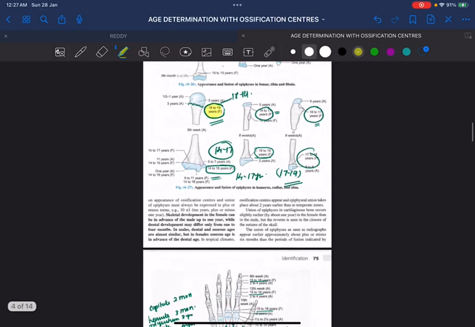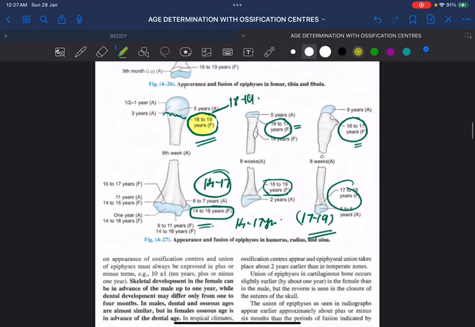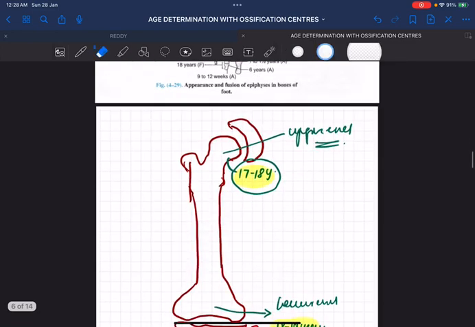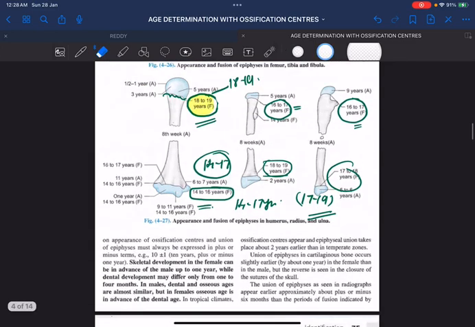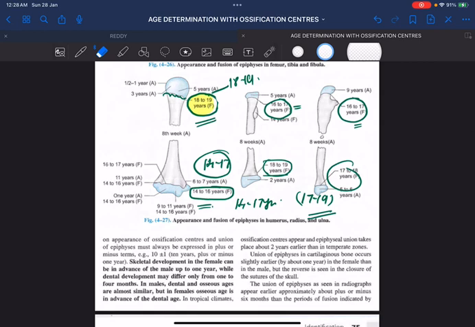Coming to the humerus, radius and ulna. Upper end of the humerus is 18 to 19 years. Now I am asking you, what is the age group of fusion of the upper end of the femur? It is 17 to 18 years. Then upper end of the humerus is 18 to 19 years. So what is the age group for the lower end of the humerus, upper end of the radius, upper end of the ulna? It is 14 to 17 years. Then automatically, what is the age group of fusion of the lower end of the radius and ulna? It is 17 to 19 years. So 18 to 19, 14 to 17, 17 to 19.